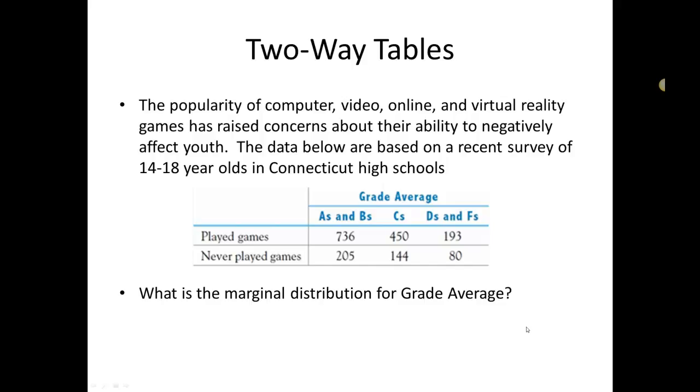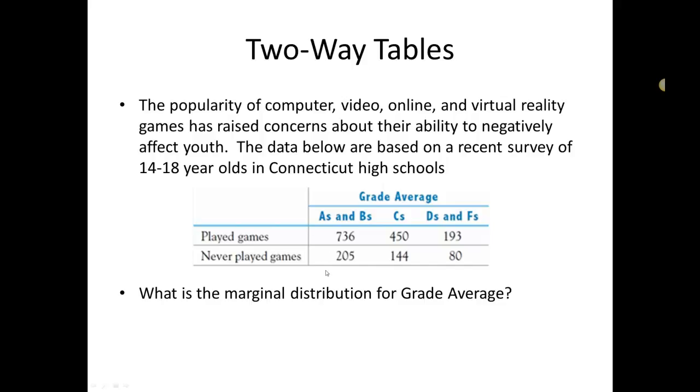So here I have a two-way table. This data says the popularity of computer, video, online, and virtual reality games has raised concerns about their ability to negatively affect youth. The data below are based on a recent survey of 14 to 18-year-olds in Connecticut high schools. Here's the two-way table. It says, what is the marginal distribution for grade average?